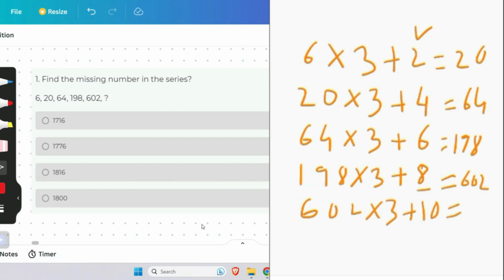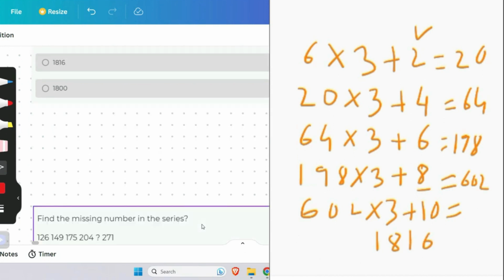So the number becomes 1806 plus 10, that is 1816, right? So the answer becomes 1816. Okay, the third option is the correct option. Okay, let's look at the next question.